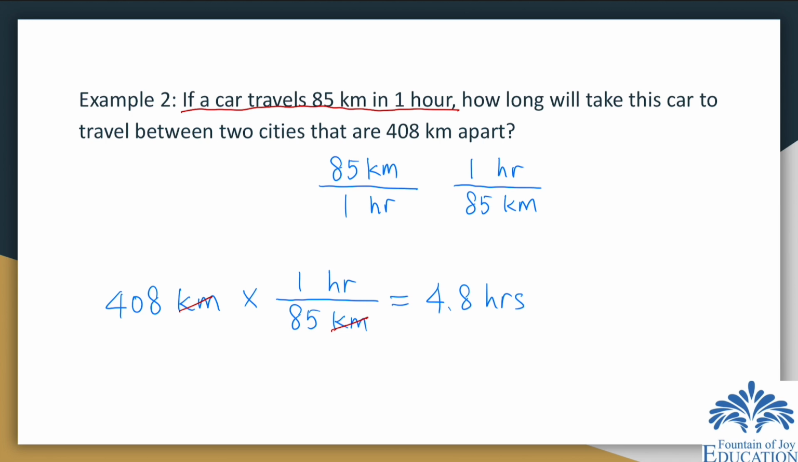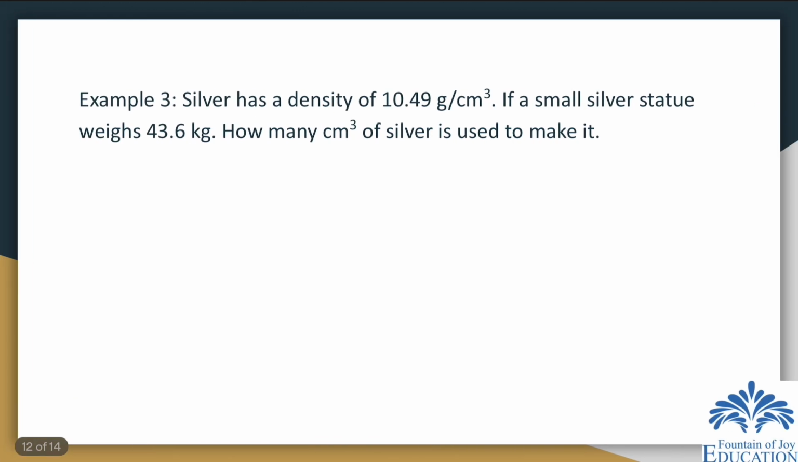So this is a second example in which we have to create our conversion factor from a statement within the sentence. Let's look at example 3. Silver has a density of 10.49 gram per cubic centimeter. If a small silver statue weighs 43.6 kilogram, how many cubic centimeter of silver is used to make it?